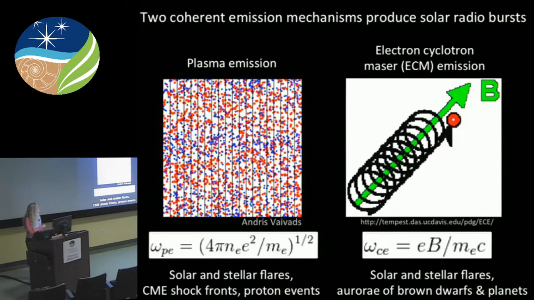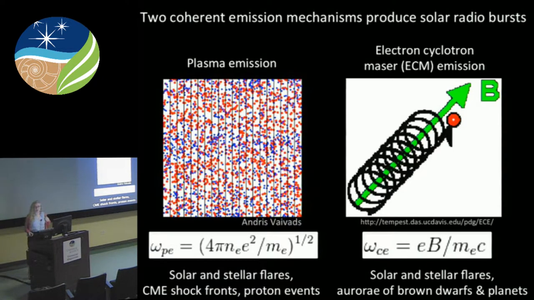Now, the second process that's important in the sun and stars and planets is electron cyclotron maser emission. This occurs at the cyclotron frequency, the rate at which an electron spirals around magnetic field lines. And the cyclotron frequency is set only by the magnetic field strength in the source region. And we see this in solar and stellar flares, and we also see it in radio aurorae of brown dwarfs and planets, so periodic bursts of radio emission that you see once per rotation period from stars and planets.